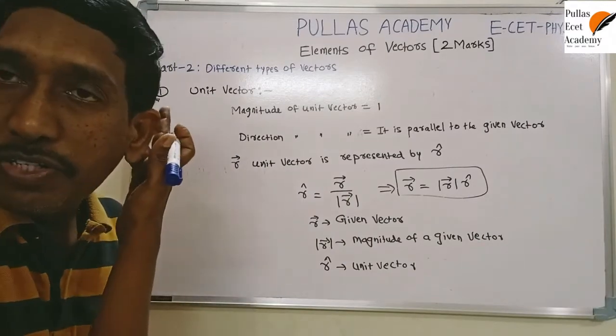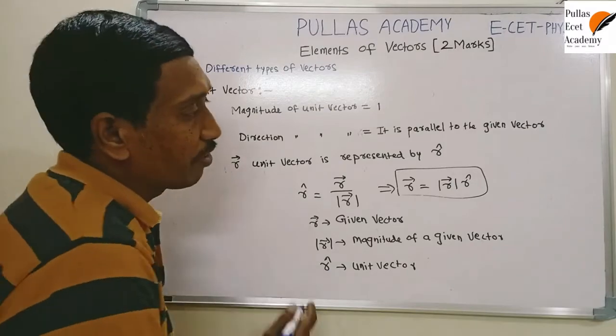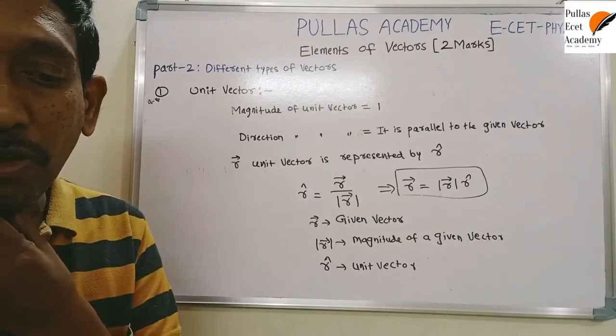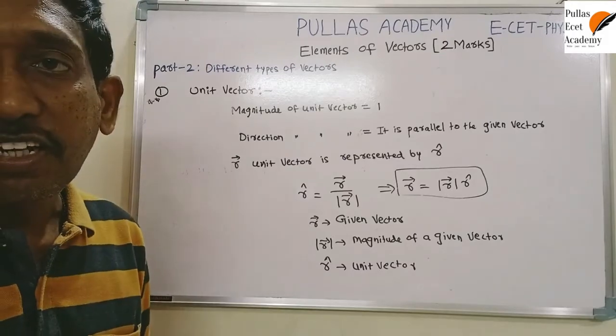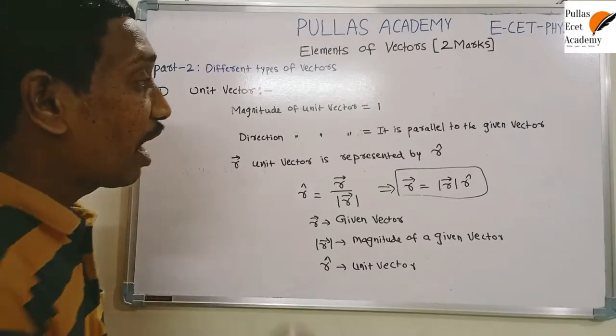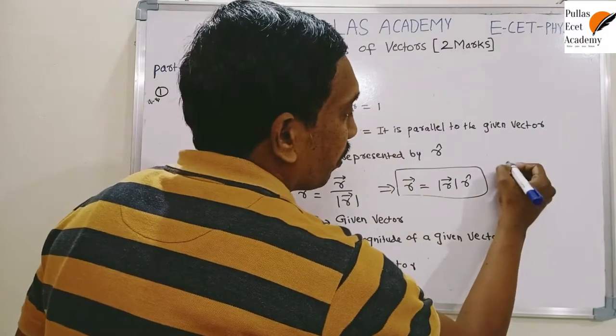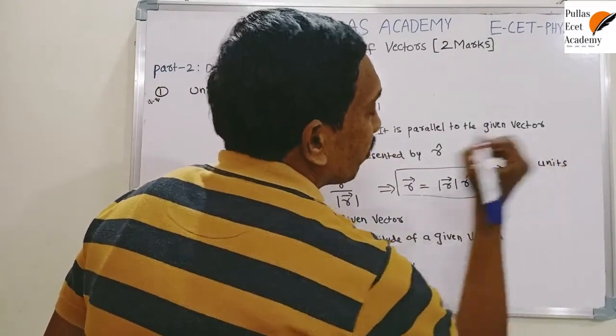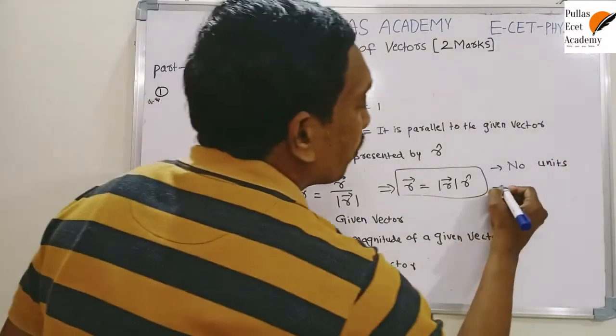I hope you understood. Clear? So now one more point for unit vector. Unit vector magnitude is 1. Its direction is parallel to the given vector. And one more point here, for unit vector, no units. So for unit vector, no units and no dimensions.